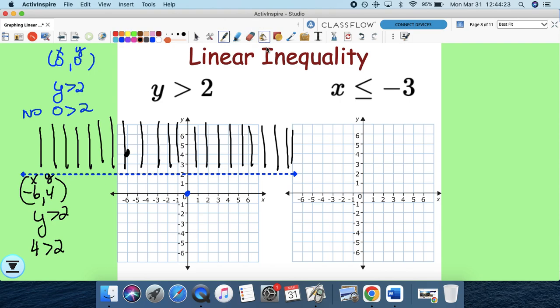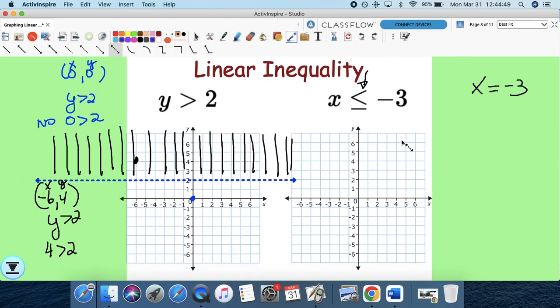Let's look at this one. First of all, look at the inequality sign. You're going to know it's going to be a solid line. But before you look at x less than or equal to -3, think of it as this. That's going to be a vertical line, first of all. It's a vertical line that goes through -3. So let's see where that is. -3 is right here. And it's going to be a solid line because it's a less than or equal to sign.